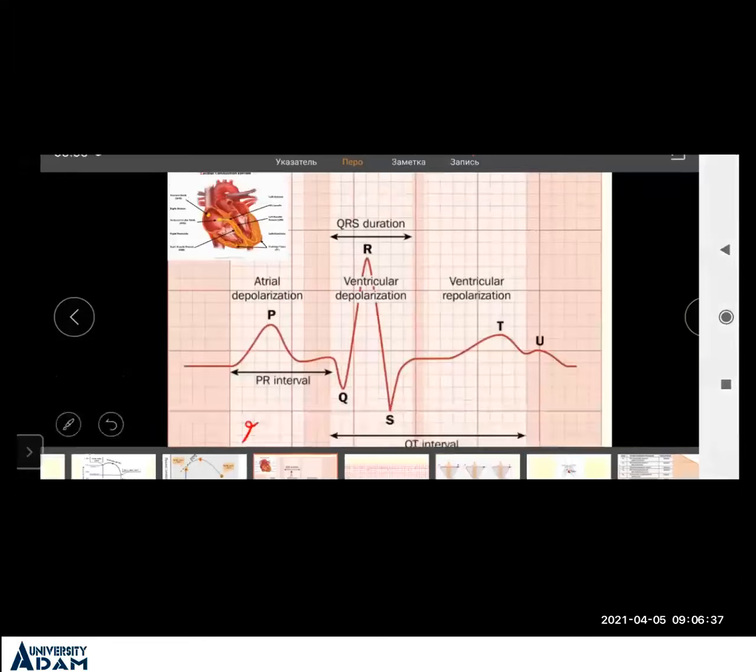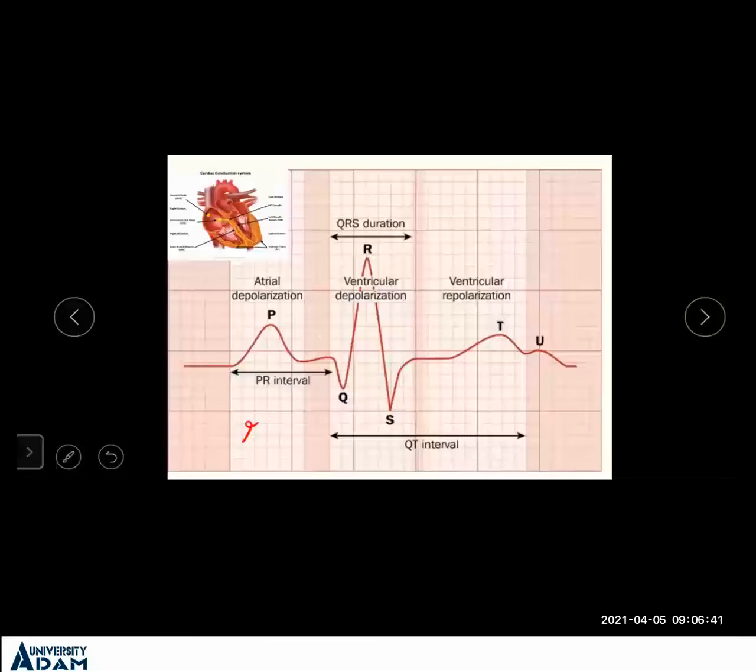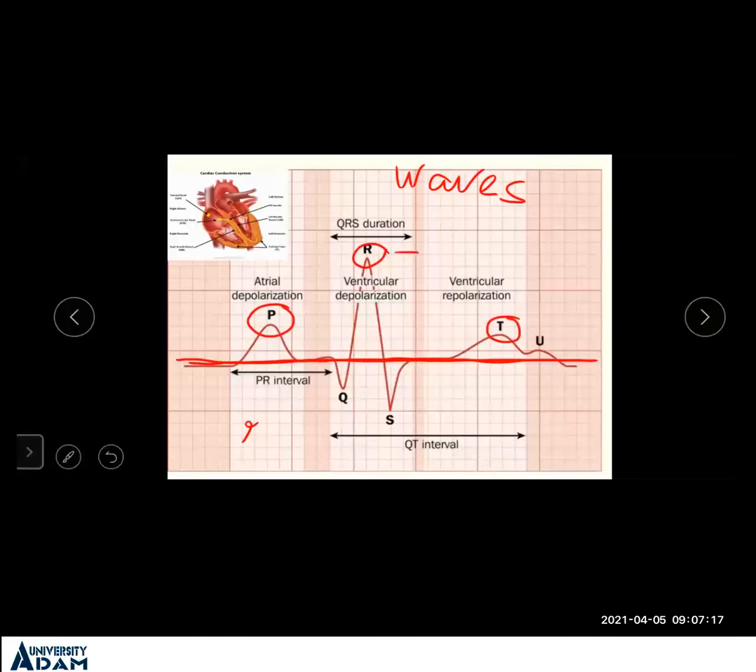Now I will explain. On ECG we have waves, and a wave can be positive or negative. We divide positive and negative according to this horizontal, not visible line, called the isoelectric line. If waves are located above it, we call them positive. So P, R, and T are positive waves. It means that a wave of depolarization goes towards the positive electrode, and we see these positive waves.